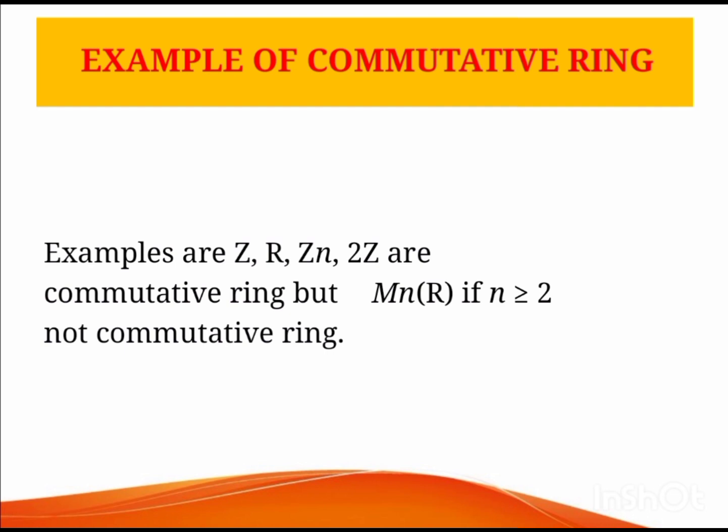We take two elements in Mn(R), n greater than or equal to 2, that is two matrices A, B belonging to Mn(R). The product AB is not equal to the product BA. So the commutative property fails. The set Mn(R) is a ring but not a commutative ring.